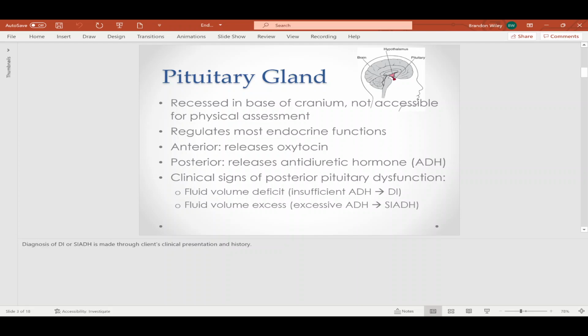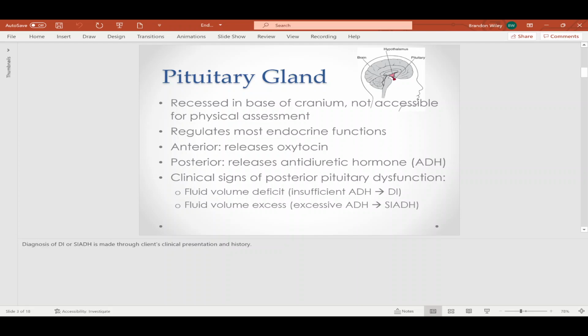And then we have your posterior, which releases your antidiuretic hormone. Just using our context clues, what is antidiuretic hormone? Yeah, retaining water. That's exactly what it is. So if you saw ADH on your exam and had no idea what it was, you can use your context clues and say antidiuretic, so it's going to retain water.